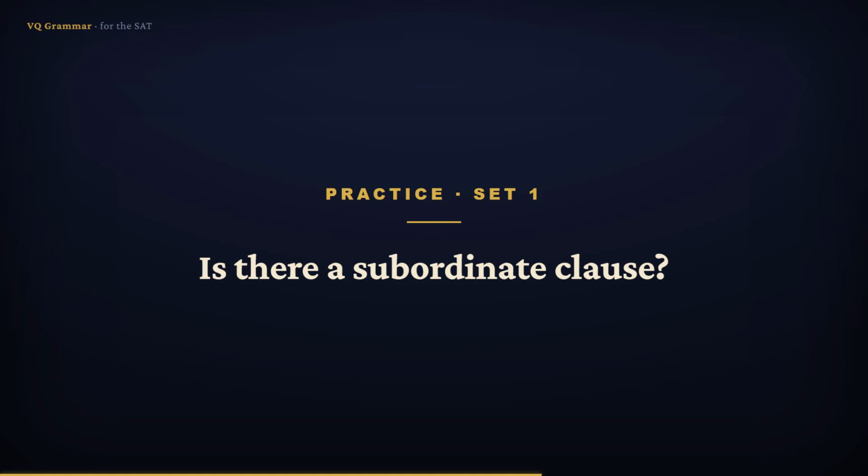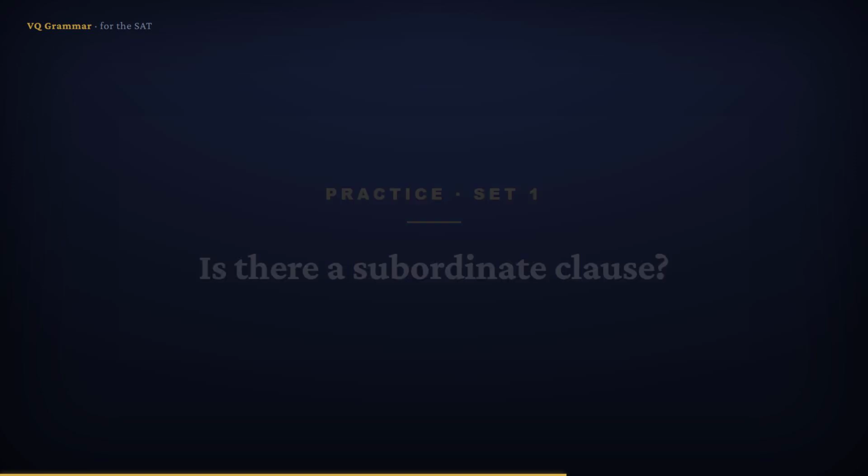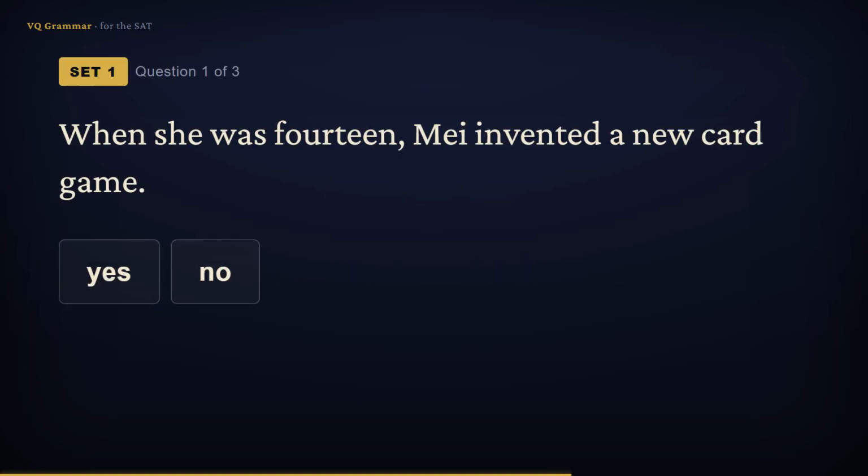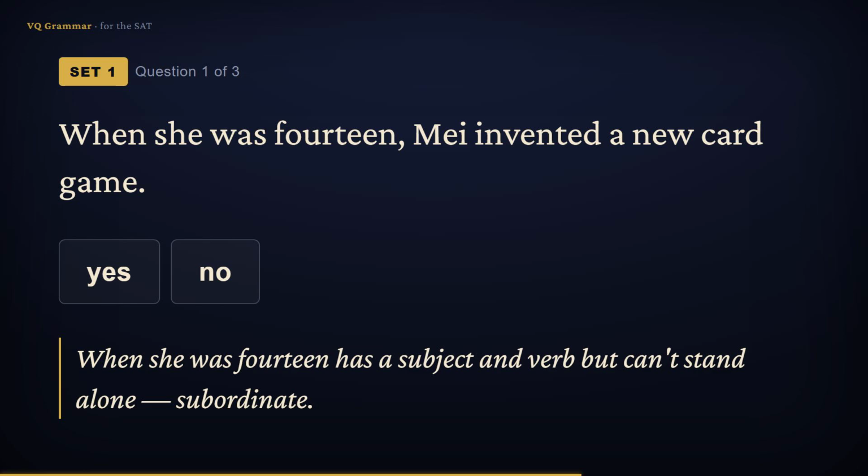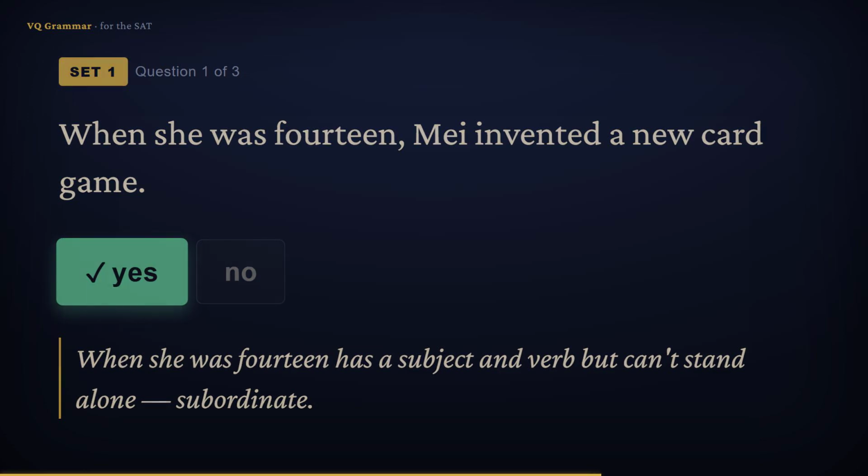Let's practice. Decide whether each sentence contains a subordinate clause, watching out for phrases that only look like clauses. Pause and try before I answer. When she was 14, May invented a new card game. When she was 14 has a subject and a verb, but it can't stand alone. So yes, there's a subordinate clause.